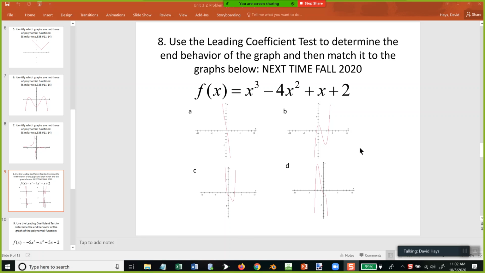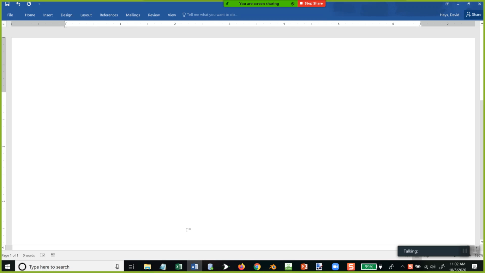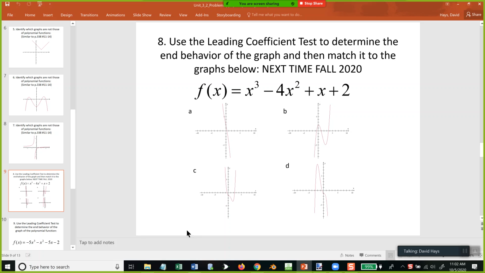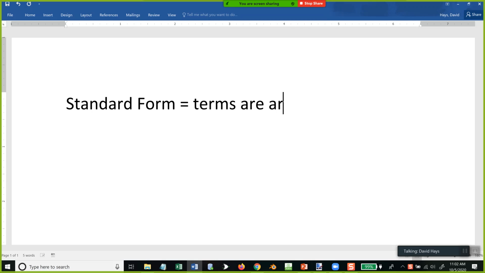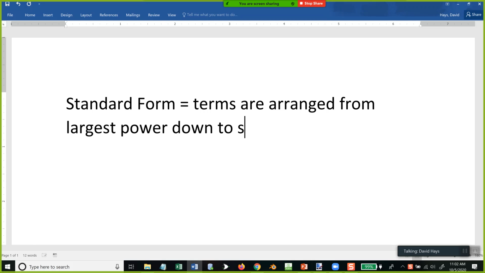Okay, this is continuing on in section 3.2. And this is the leading coefficient test. Remember, standard form for polynomials is where terms are arranged from largest power down to smallest power.